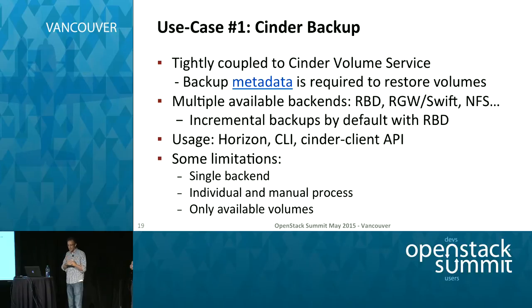You can pick different backends. It doesn't have to be Ceph. It doesn't even have to be RBD. You can use RGW or OpenStack Swift or any other object store, even an S3 shim, to move your backups over. But as I said, if you do use RBD, it's incremental by default, which is a huge benefit if you're moving very large volumes across.